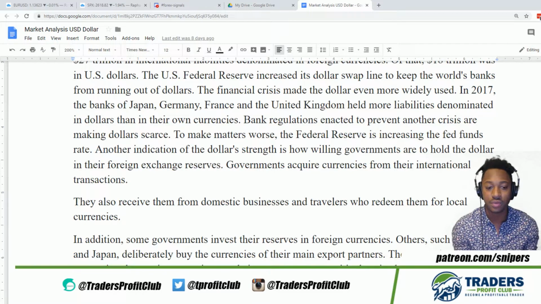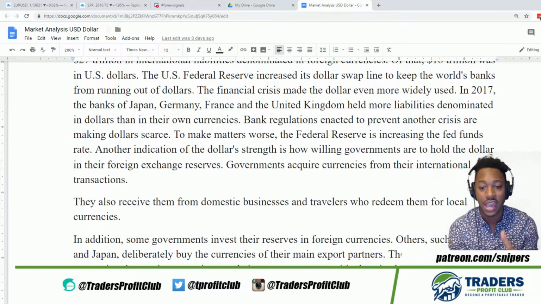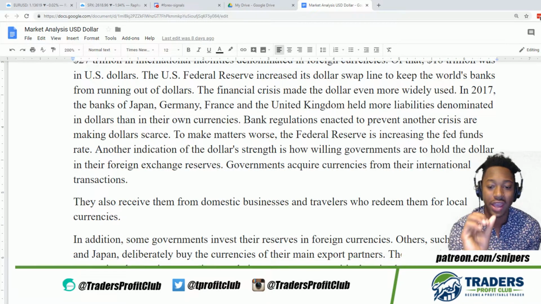So in addition, some governments invest their reserves in foreign currencies. Others, such as China and Japan, deliberately buy currencies of their main export partners. You know why? Because they're smart. They don't expose the capital.